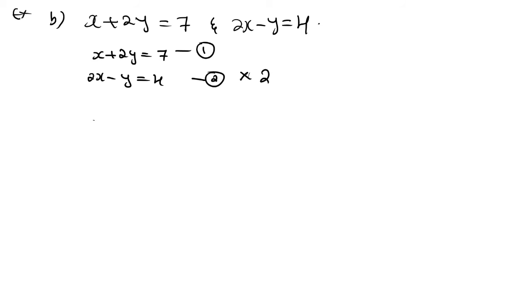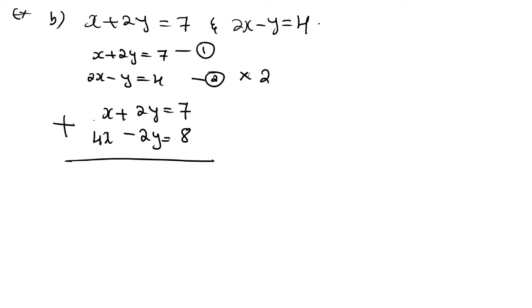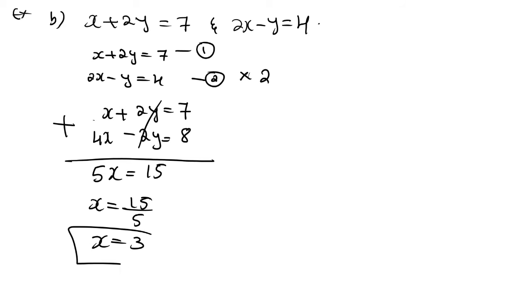To solve this one, I am multiplying 2 to the second equation. Then what will you get? The first equation remains the same, x plus 2y equal to 7. What about the second equation? 2 into 2x is 4x, minus y into 2 is minus 2y, 4 2s are 8, equal to 8. Then I'm adding. Why adding? Because plus minus is there, right? You can cancel directly. 4x plus x is 5x equal to 8 plus 7, equal to 15. The x value is 15 divided by 5, x value equal to 3.